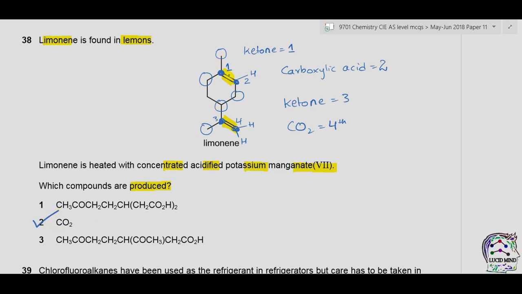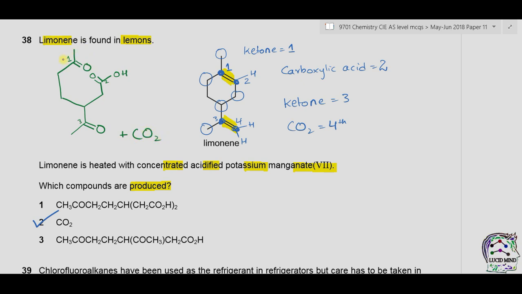Let's draw the product that is formed upon oxidation. So this carbon will convert into ketone, as this is the first carbon. This is the second carbon. It will convert into carboxylic acid. This is the third carbon atom, and it will convert into ketone. And this fourth carbon atom will convert into CO2.